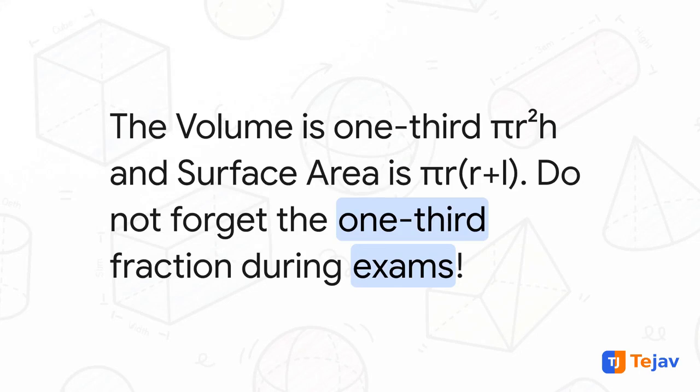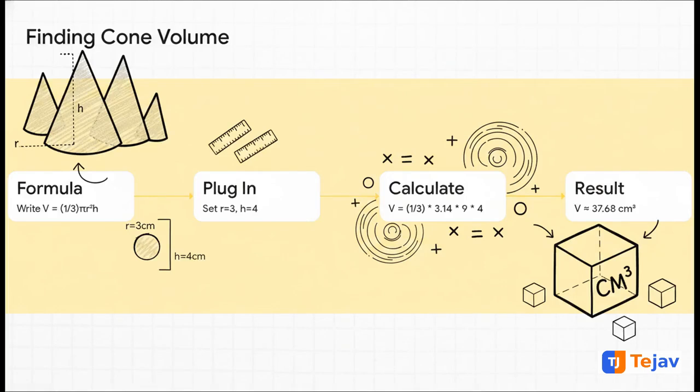For a cone, there are two main ones. First is volume, which is 1/3 pi r squared h. Do you see that 1/3? I want you to mentally highlight that, circle it, draw big stars around it. So many students just completely forget the 1/3 during exams. The second one is surface area, which is pi r multiplied by the sum of r plus L, where L is your slant height. Okay, let's see this in action.